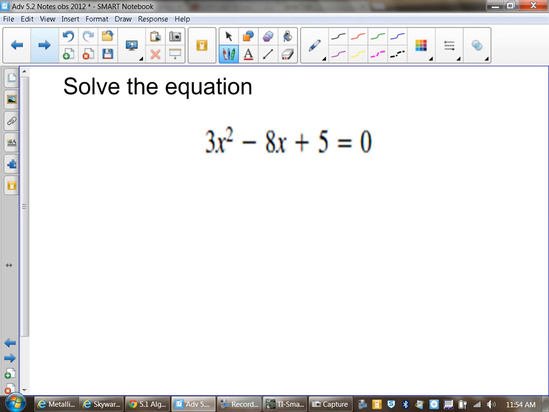Once again, what happens here is you do the following pattern. 3 times 5 is how much? 15. What times what is 15 that I add together to get negative 8? What times what is 15? Negative 5 and negative 3. What I'm doing here is, there are 2 ways that this is called. This is called factoring by grouping, or this is called split middle term.